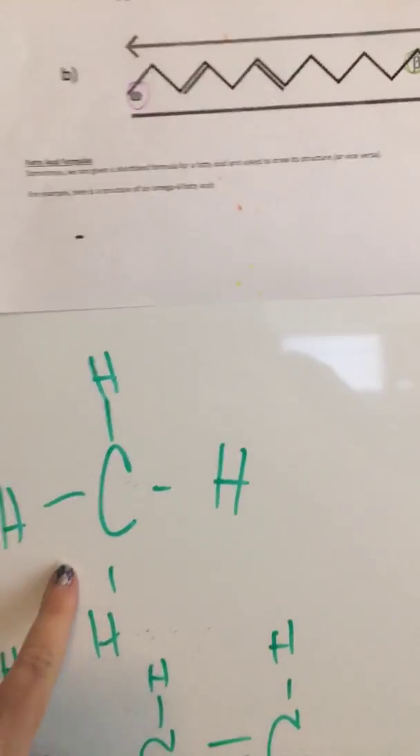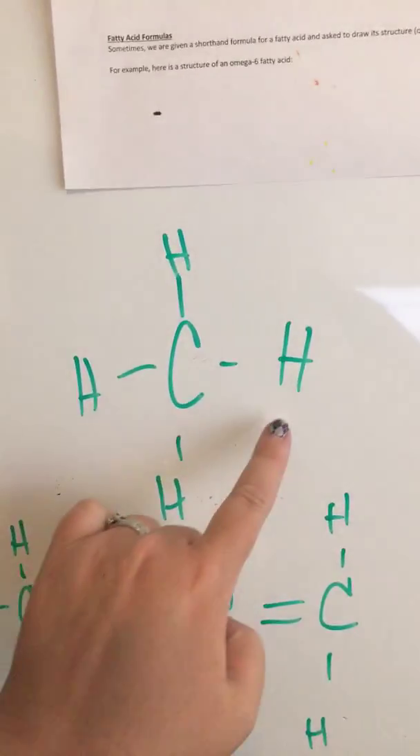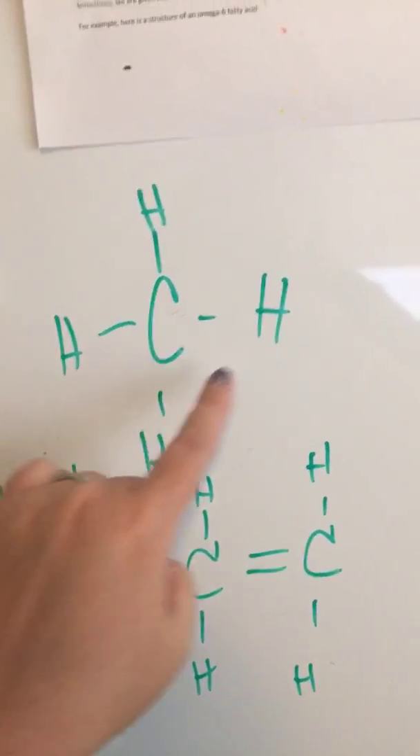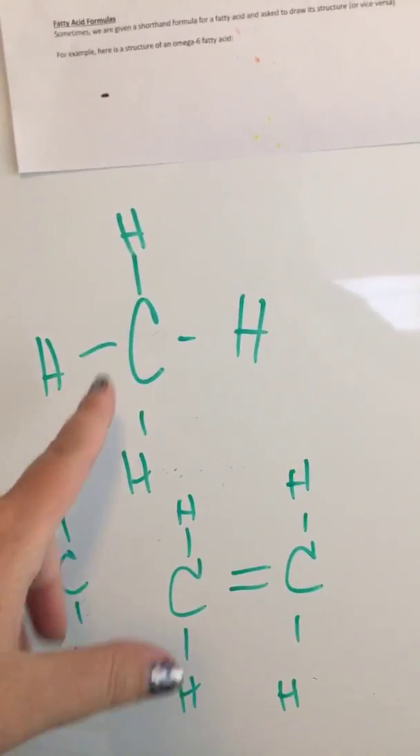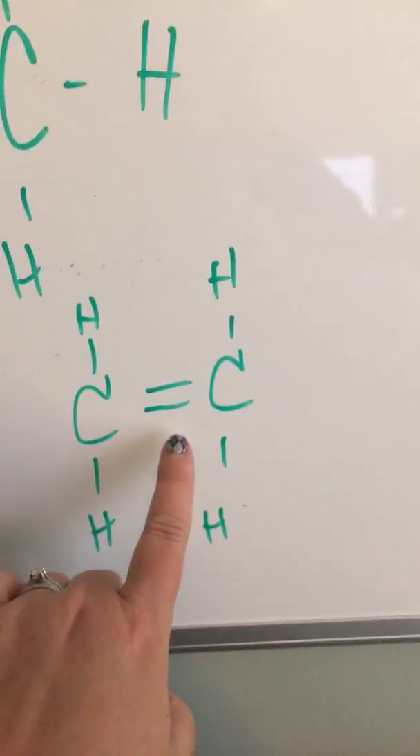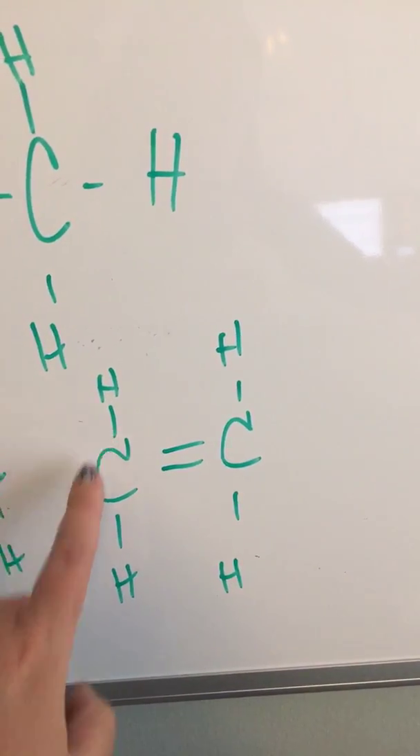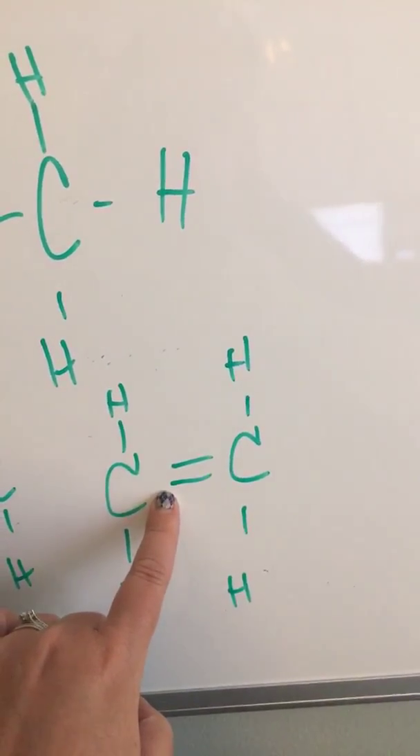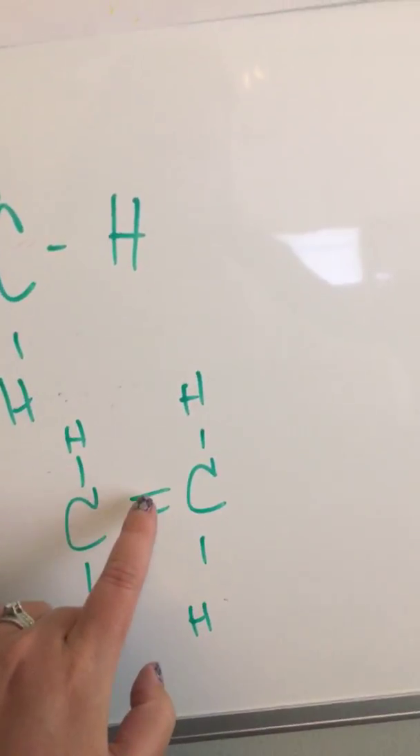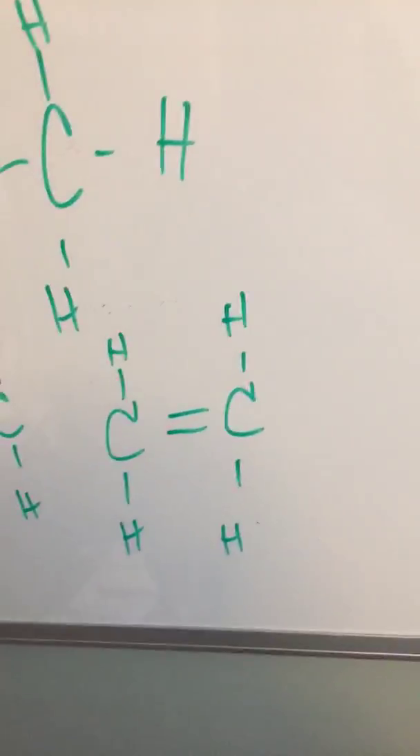The first thing that we need to know is that carbon has room to have 4 bonds. So if I just have one carbon here, you can see that there's going to be 1, 2, 3, 4 hydrogens. Just remember that carbon has room for 4 bonds. If we have a double bond here, this would be 1, 2, 3, 4, so that would make room for only 2 hydrogens. Same on the other side. Just remember, carbon has 4 bonds.